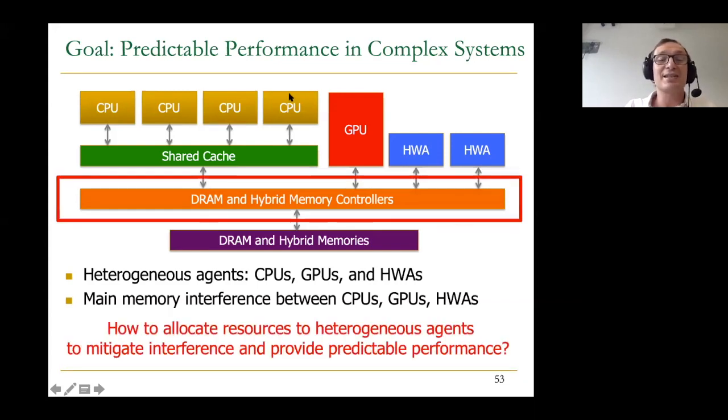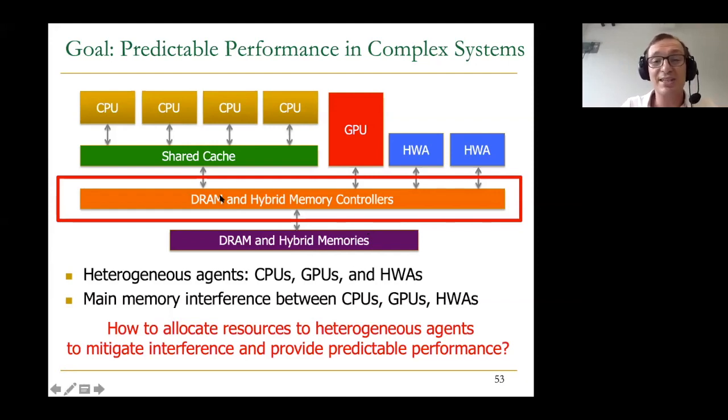As a result, this design is becoming a bigger problem. How do you allocate resources to heterogeneous agents to mitigate interference and provide predictable performance is becoming a much more difficult problem. And this is already a problem in a cell phone like this. We have lots of accelerators, GPUs, CPUs, and different amounts of sharing. In the end, main memory control is literally at the center of everything in these devices. So we really need to design main memory, and main memory is becoming much more important going into the future. Thus, this is a huge challenge.